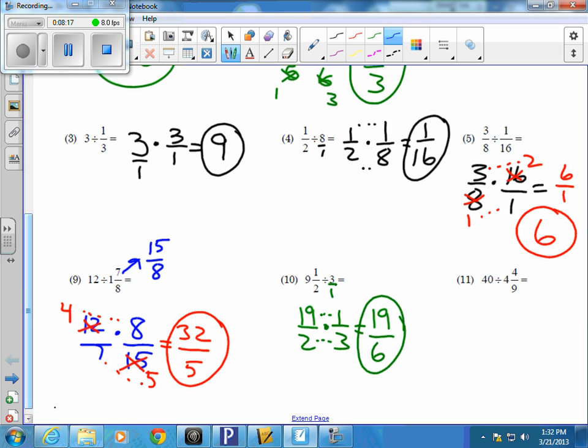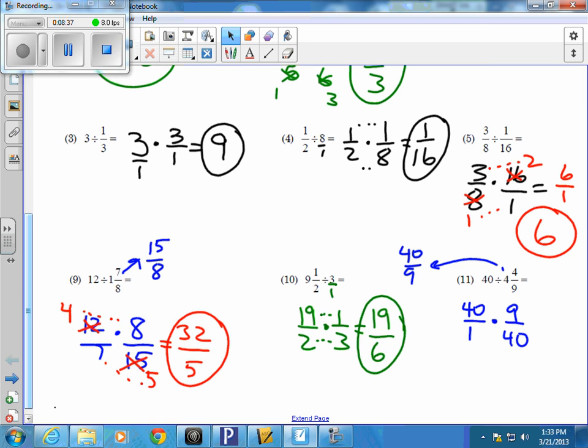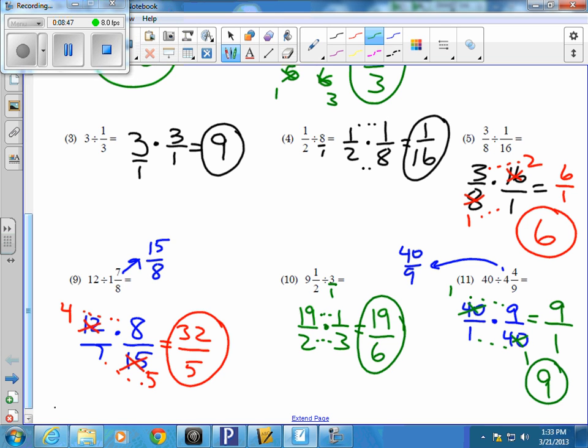The last one, 40 is the same as 40 over 1. Now we're going to multiply by the reciprocal. 4 and 4/9 is really the same as 40 over 9. 4 times 9 is 36 plus 4 is 40. Reciprocate that, you get 9/40, sorry. We're actually able to really reduce this one. Divide 40 by 40 and 40 by 40. We actually get 9 over 1, top times top, which is 9.